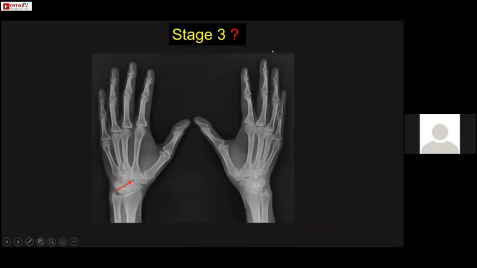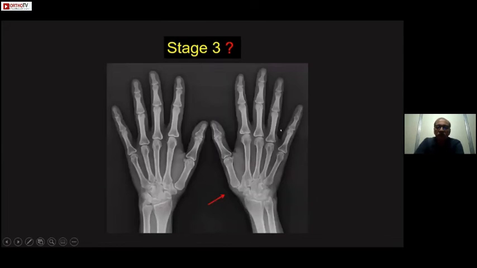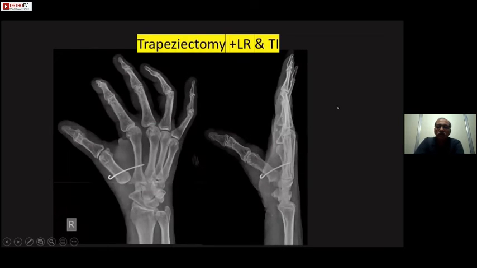Now, in this case, again, there is a doubt whether it's grade 2 or grade 3, but the patient was a writer, writing Marathi books. So he had a lot of pain, he could not write. You can see that the thumb was subluxating and he wanted a treatment. He was not satisfied with non-operative means. So I did this procedure, trapeziectomy with ligament reconstruction.